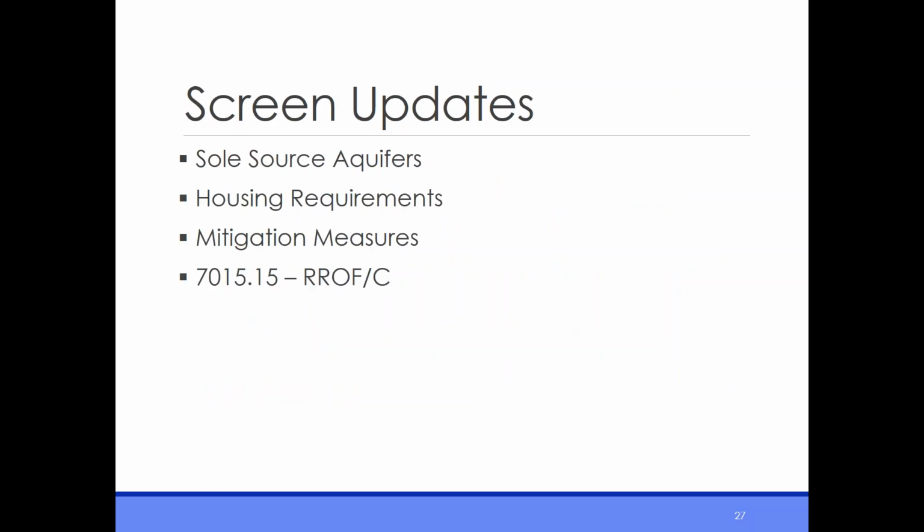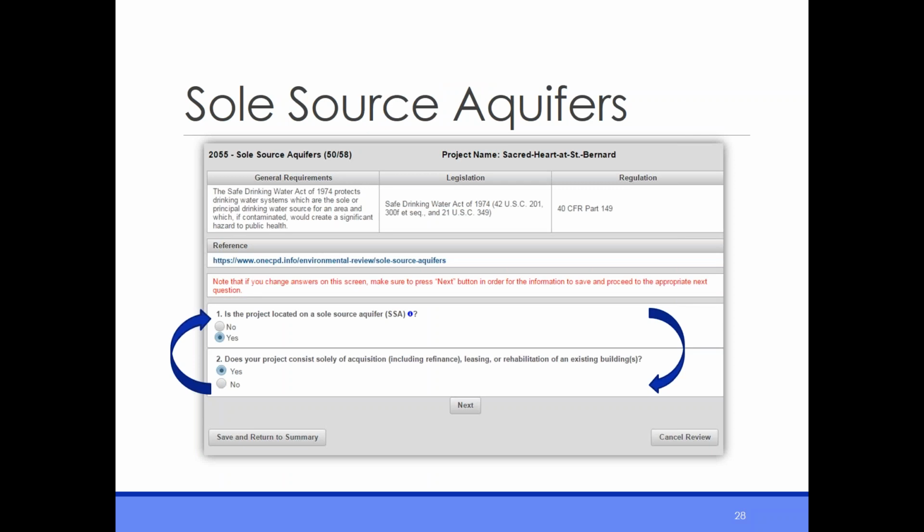So those are the two biggest changes, probably, the assign feature and the partner user role. But now we're going to go through a few of the improvements we've made to the individual screens based on your feedback. We've been able to make a lot of small changes and improvements to HEROS this year. Some of the more interesting ones are to the sole source aquifer, housing requirements, mitigation measures, and 7015-15 screens.